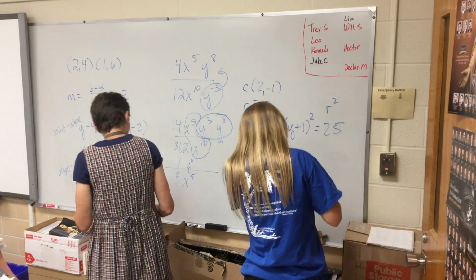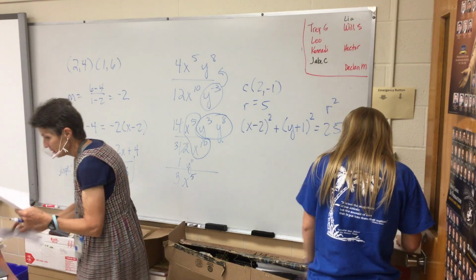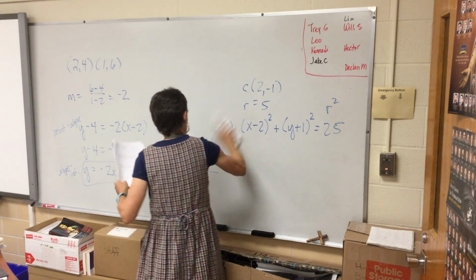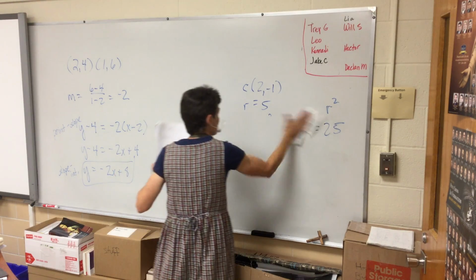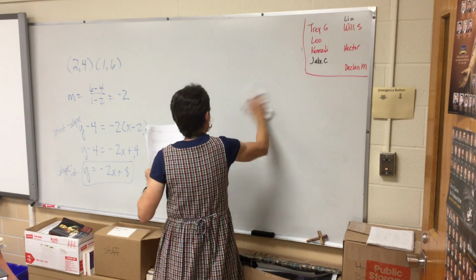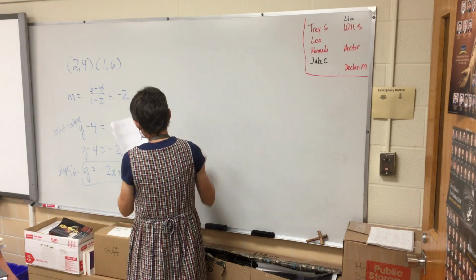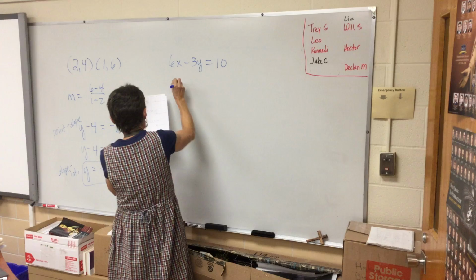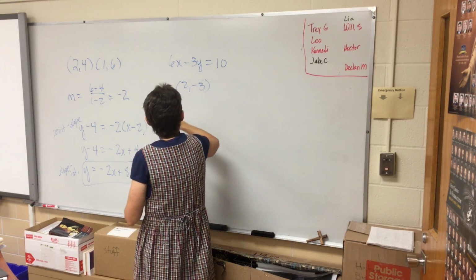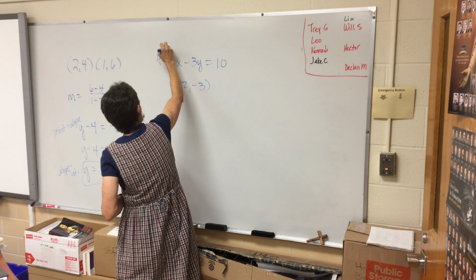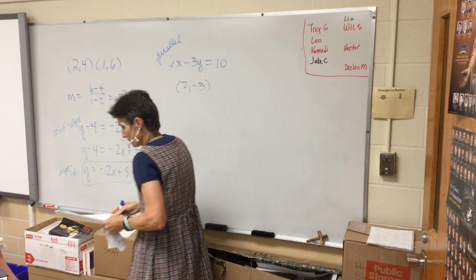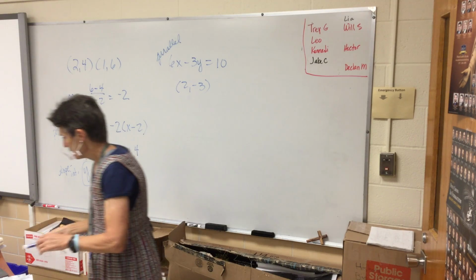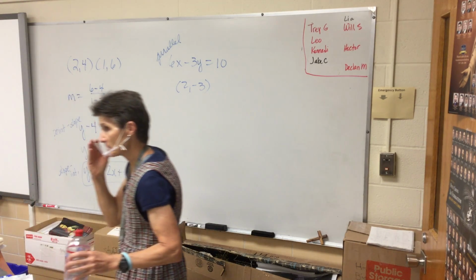One more line problem. This time we want to be parallel to this and contain the point (2, -3). So we want to be parallel. What's parallel mean in terms of lines? Exact same slope, right? Same slope.